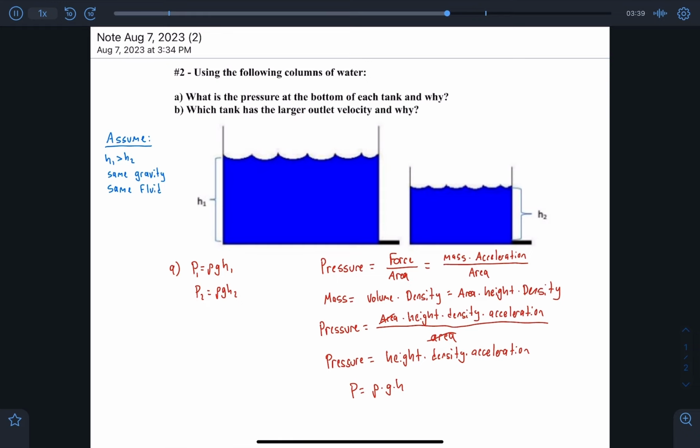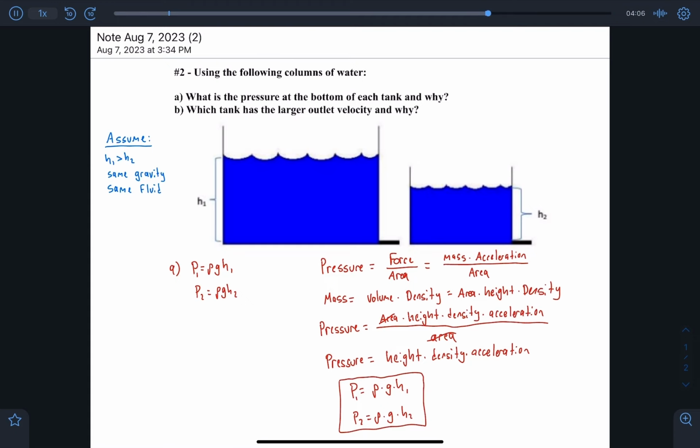And so they ask you, what is the pressure at the bottom of each tank? You can give a very complete and well thought out answer by just going through pressure and mass, rearranging a few things, canceling them out, and you're left with your final answer. Tank 1, the pressure is going to be P1 is equal to density times gravity times height 1, P2 is equal to density times gravity times height 2. And so that's how you do part A of this problem.